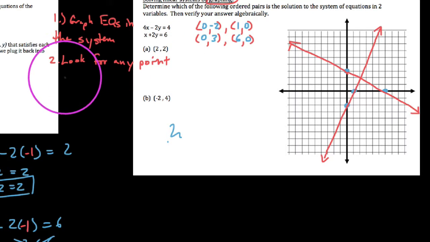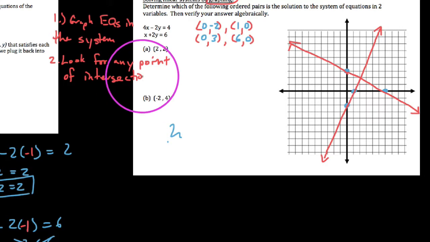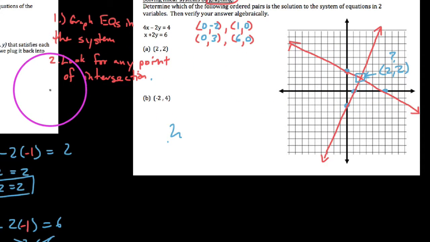Point of intersection, okay? And I kind of see one here on the right. I kind of feel like this point right here is a point of intersection. So what I want to speculate is (2, 2). I can't just guarantee that it is, because sometimes these points run into each other at decimal values. So since we want to be sure, the third and final step in the graphing method essentially is this.